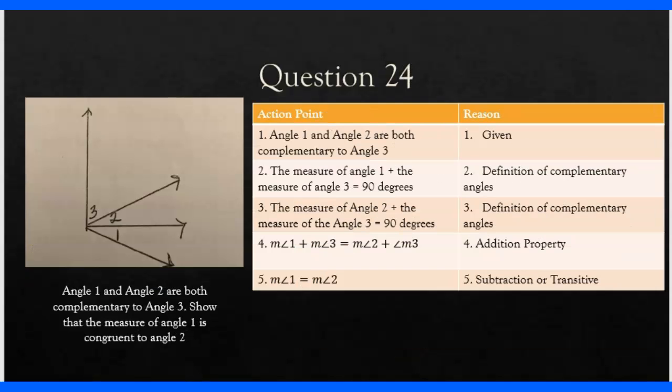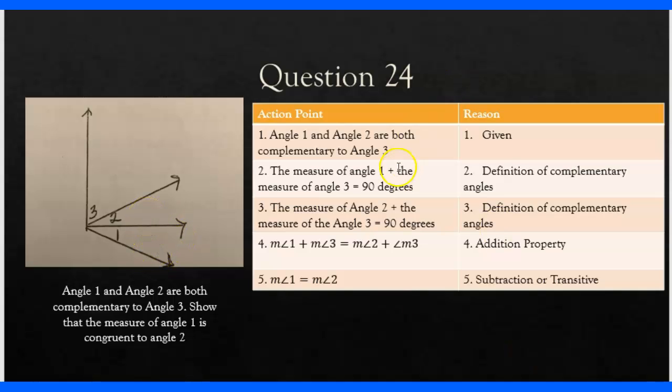All right, now let's move on to the one that you had to do on your own. Some of you did draw a chart and you got points for drawing the chart. Some of you didn't draw a chart and you didn't get any points. So remember, if you just show me a chart, at least I know you know what you're supposed to do. So in this one, angle 1 and angle 2 are both complementary. Not together. Angle 1 is complementary to 3. Angle 2 is complementary to 3. Show that the measure of angle 1 is congruent to angle 2.